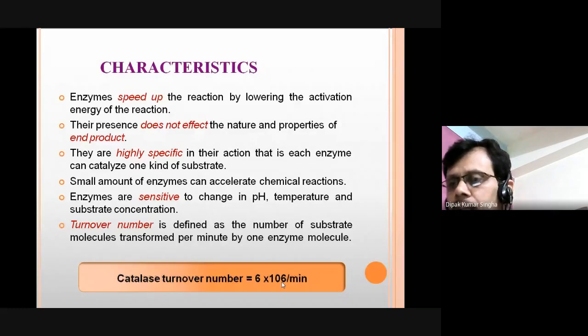Another is the turnover number, which is defined as the number of substrate molecules transformed per minute by one enzyme molecule. That means one enzyme molecule transforms that many substrate molecules per minute. For example, catalase is one enzyme whose turnover number is 6 into 10^6 per minute.